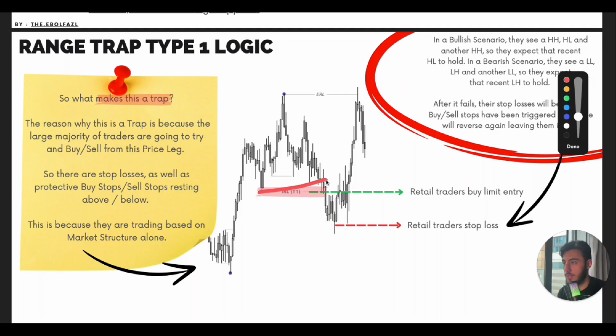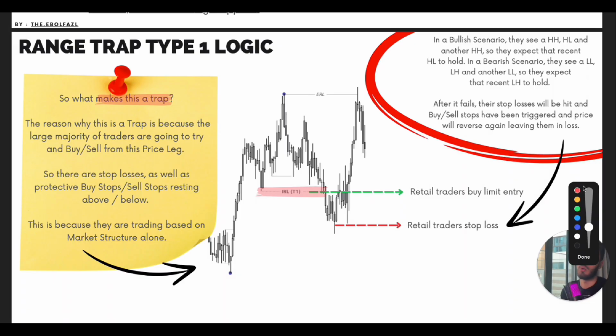If you have an equal high, for example, you can understand a fake reaction, and price will at least take out this liquidity here. If you have a sell stop here, you can understand price is going to activate this and start to reverse, which is going to happen. In a bullish scenario, they see a higher high or higher low and another higher high, so they expect that recent higher low to hold. In a bearish scenario, they see lower low, lower high, and another lower low, so they expect that recent low to hold. After it fell, their stop losses are going to be hit, and buy or sell stops have been triggered, and price will reverse again, leaving them in losses.